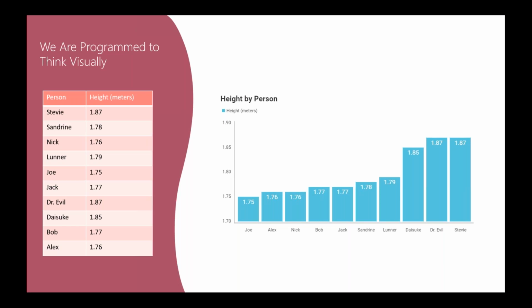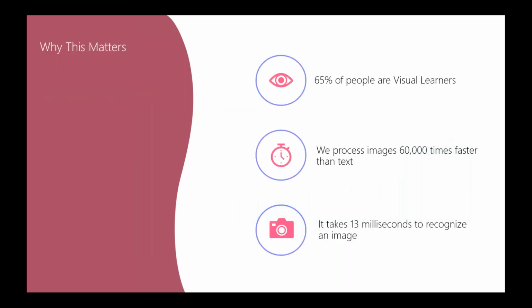The sad thing is there are millions or tens of millions of people making decisions based on tables today and not visualizations. The decisions would be made better and clearer, and there are all kinds of stories about disasters that happened because of looking at data incorrectly and not visually. And why does this happen? Because 65% of people are visual learners.